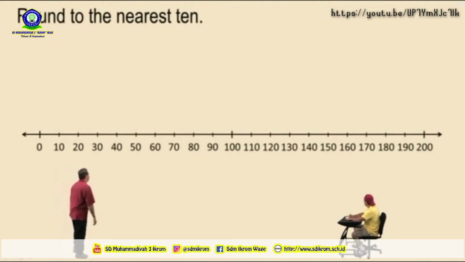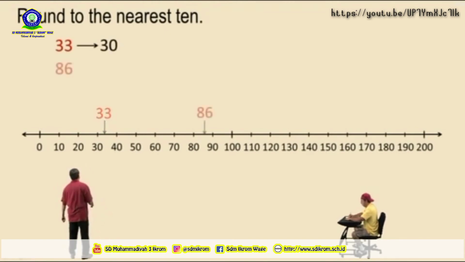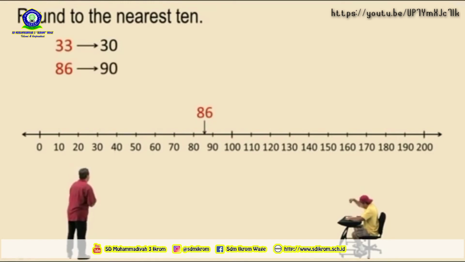All right, let's round to the nearest 10 using larger numbers here. 33. 33 is right in between 30 and 40, but it's closer to the 30. So 33 rounds to 30. 86 is right in between 80 and 90. Well, it's not right in between. It's closer to the 90. So 86 rounds to 90.